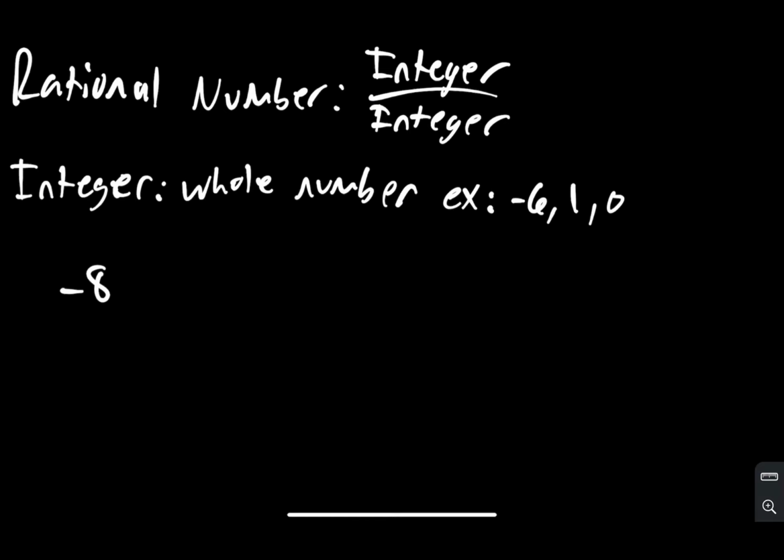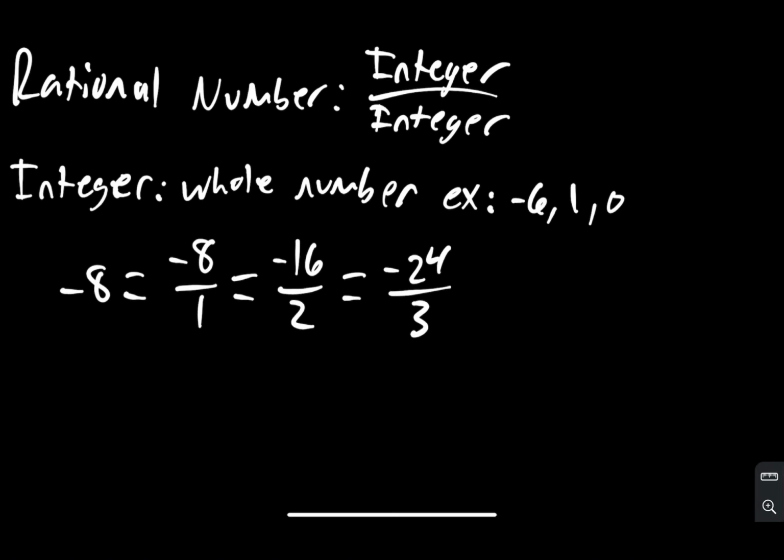Now, how can we write -8 as a rational number? Well, we can do -8 divided by 1, which is still going to give you -8. We can also do -16 divided by 2. That's still going to give you -8. And we can also do -24 divided by 3.